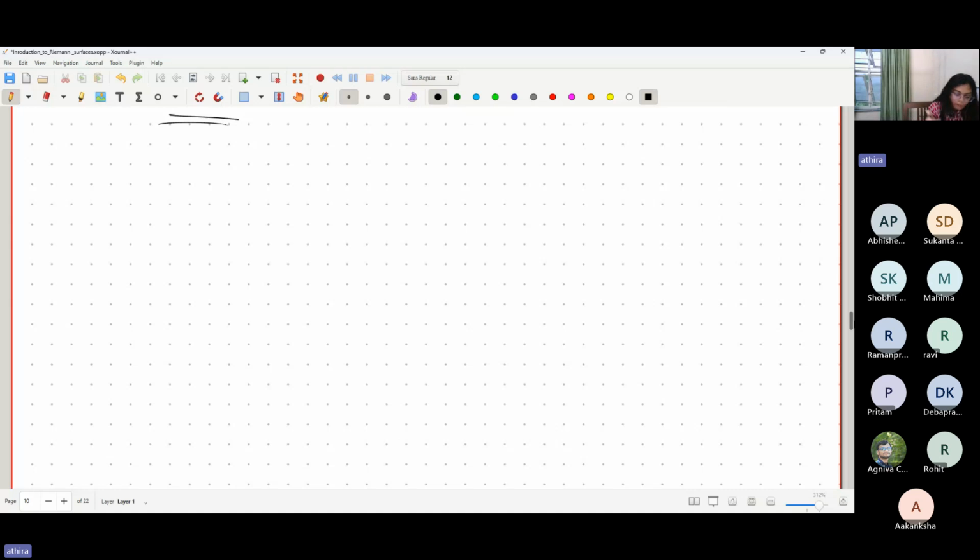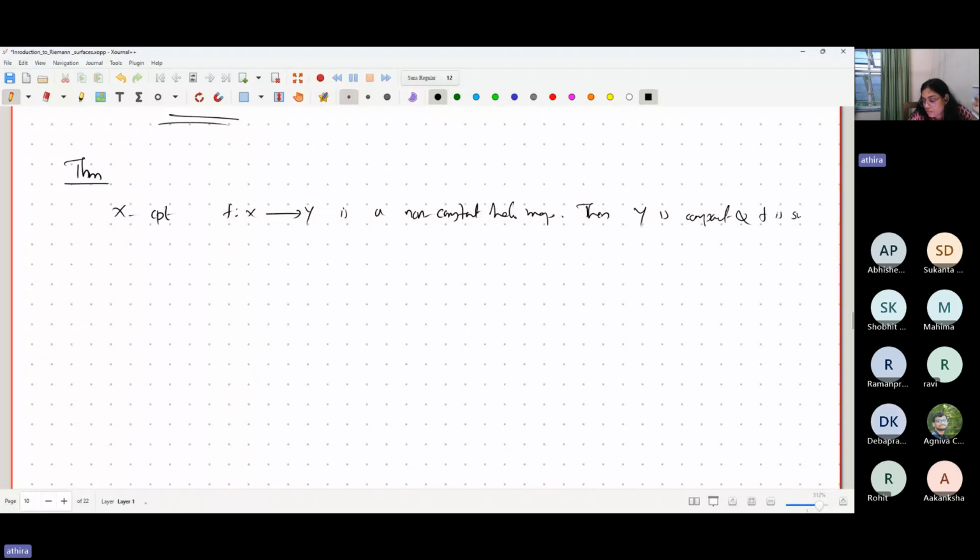All holomorphic maps on compact Riemann surface is surjective. X and Y are Riemann surfaces, and here X is compact, and f from X to Y is a non-constant holomorphic map. Then Y is compact and f is surjective.